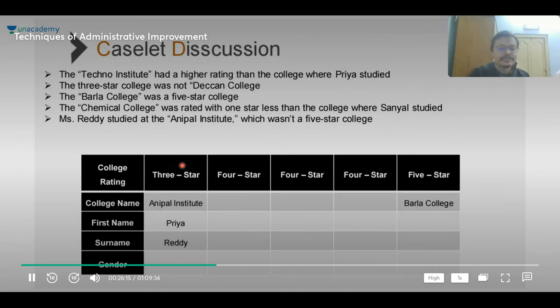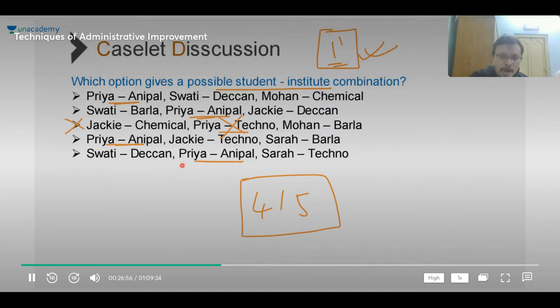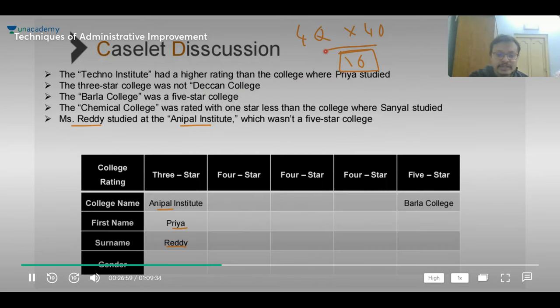So now what I can do is, against Priya, I can mark the college name as Anipal. And since Miss Reddy studied at Anipal, I can mark the column as Priya Reddy studied at Anipal. Suddenly, I've given myself additional clues to work with in the set. And this is where things make your life a lot easier in the set. Remember, in CAT, every question has approximately 4 options, which means 16 additional clues in the set. And here, it was a wrong option which has helped you get the additional clue.